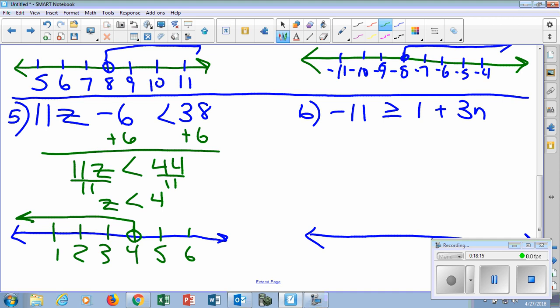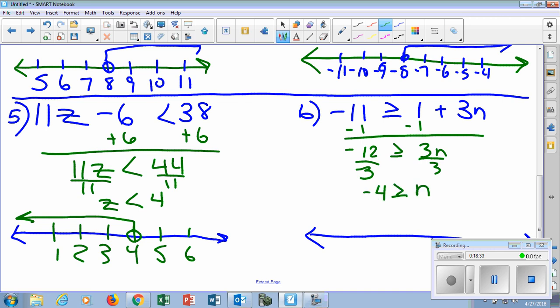All right, let's do our last one. So, I got a 1 here, right? I get rid of the 1. How do I get rid of the 1? Subtract it. Negative 12 is greater than or equal to 3n. So again, n by itself, I got to divide by 3. So I get negative 4 is greater than or equal to n.